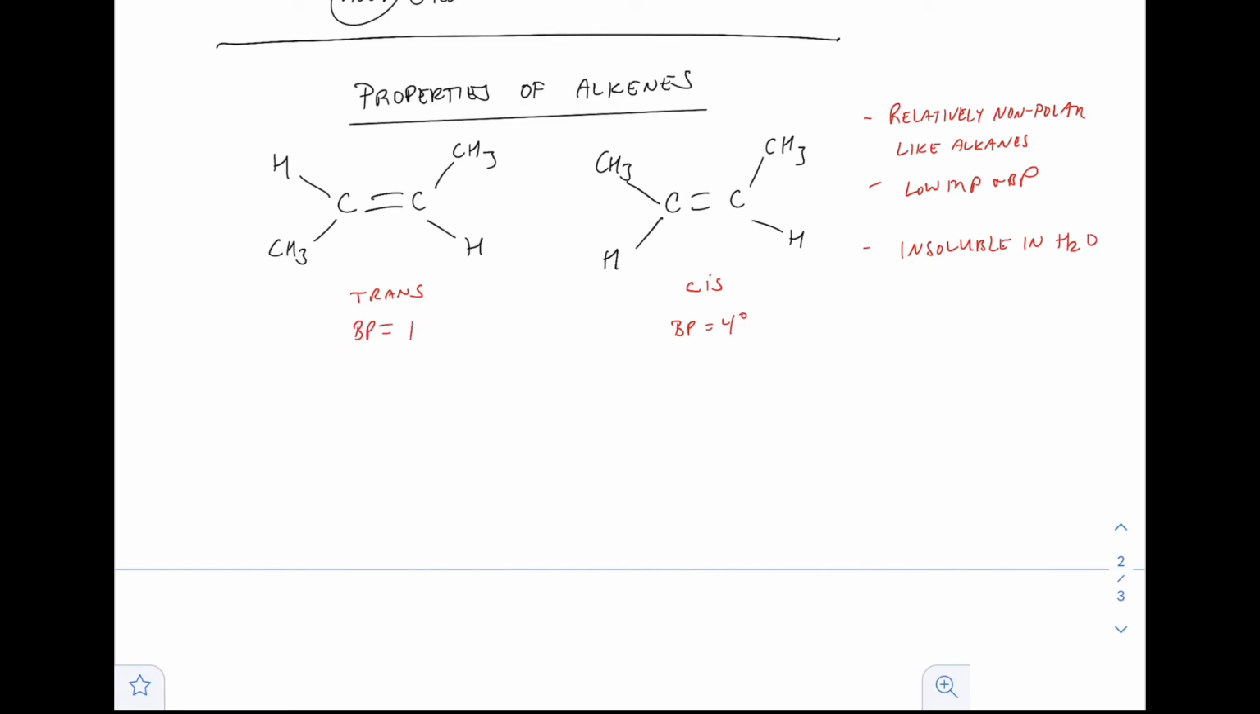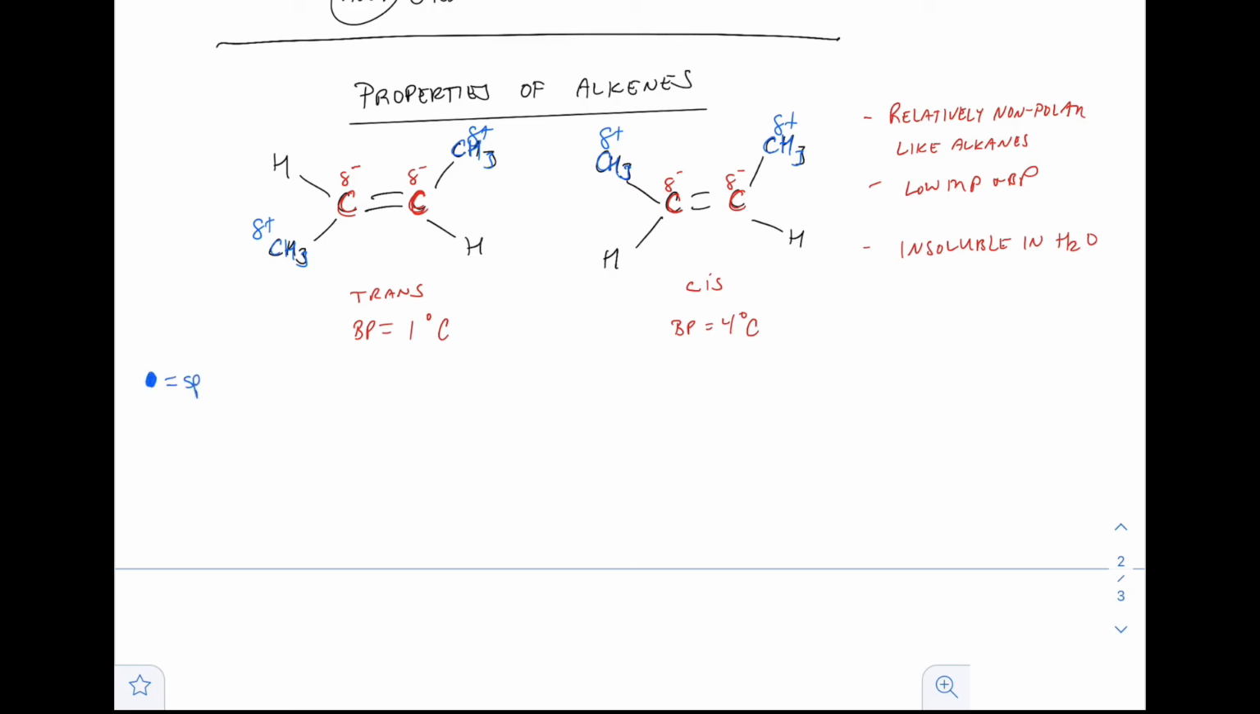We have a boiling point of 4 for the cis and a boiling point of 1 for the trans. Why are they different? Think about that for a second, okay? So let's label these carbons in red. Those carbons right there are all delta negative, because they are sp2. And these blue carbons here on these methyl groups are all delta positive. It's the slightest bit positive and the slightest bit negative.